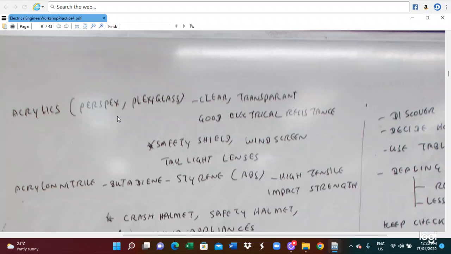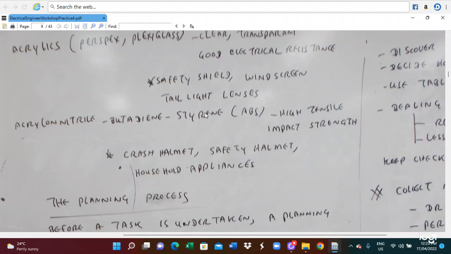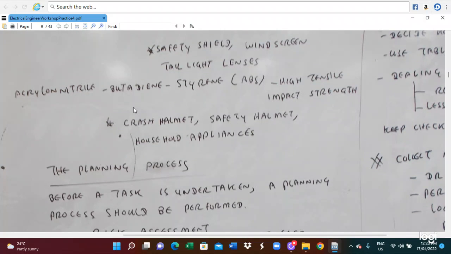Acrylics are clear, transparent, and have good electrical resistance. They are used for safety sheets, windscreens, and taillight lenses. Acrylonitrile has high tensile strength. They are used for crash helmets and safety helmets.